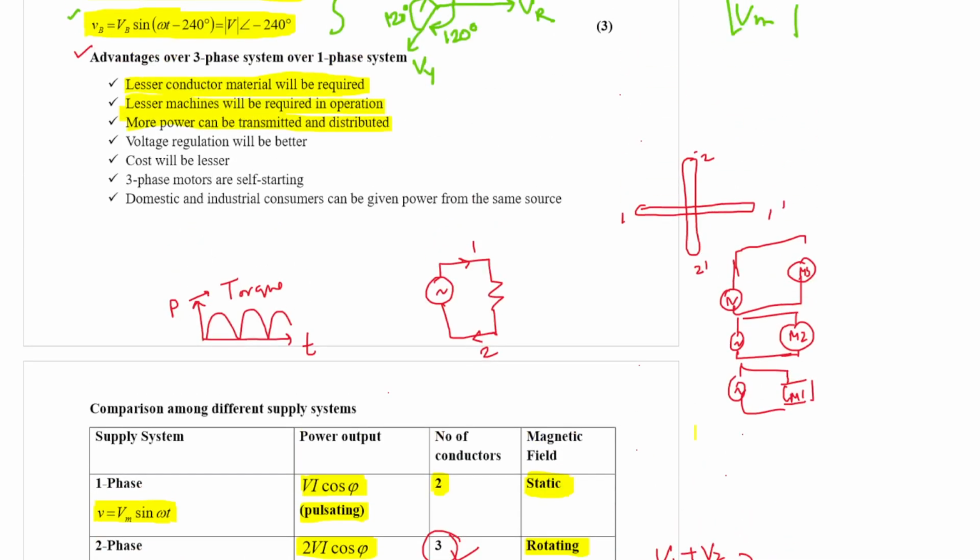Voltage regulation will be better. Now what is voltage regulation? Voltage regulation is measured to calculate the difference between Vs and Vr, that is the sending end voltage and receiving end voltage. The difference should be as low as possible.